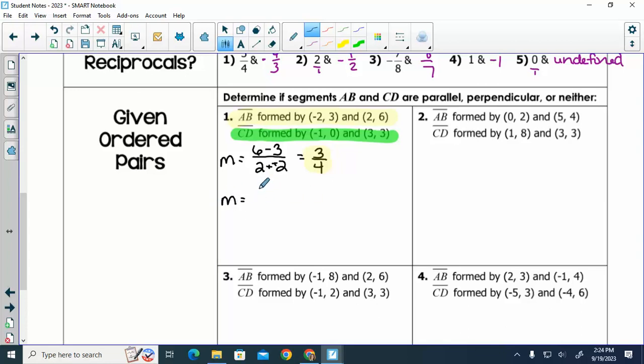This one, y2 minus y1 over x2 minus x1. So we get a 3 over 4. So I look, those slopes are the same, which tells me what kind of lines are they.